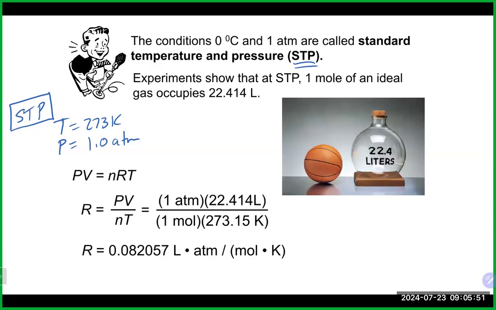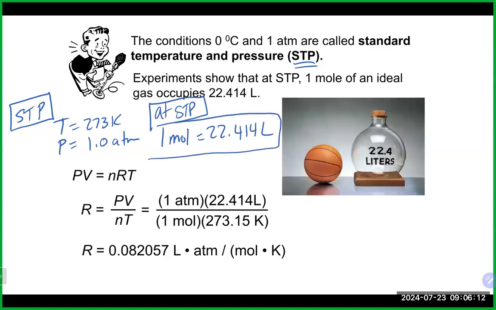Okay, so there is a really nice relationship that does occur at STP conditions, and you do have to be at STP conditions for this relationship. And that is 1 mole of any gas at STP conditions is equal to 22.414 liters. So this is a conversion that you could use. Once again, it does need to be at STP conditions.